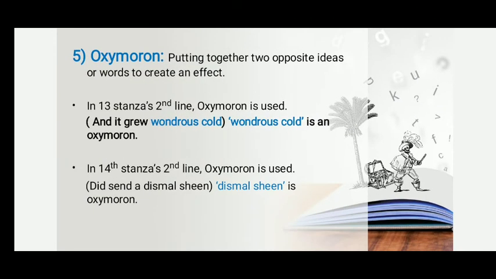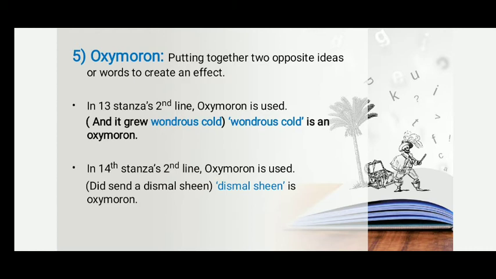The fifth literary device in the first part of this poem is oxymoron. I discuss here what oxymoron is and where it is used. So, what is oxymoron? Putting together two opposite ideas or words to create an effect is called oxymoron.